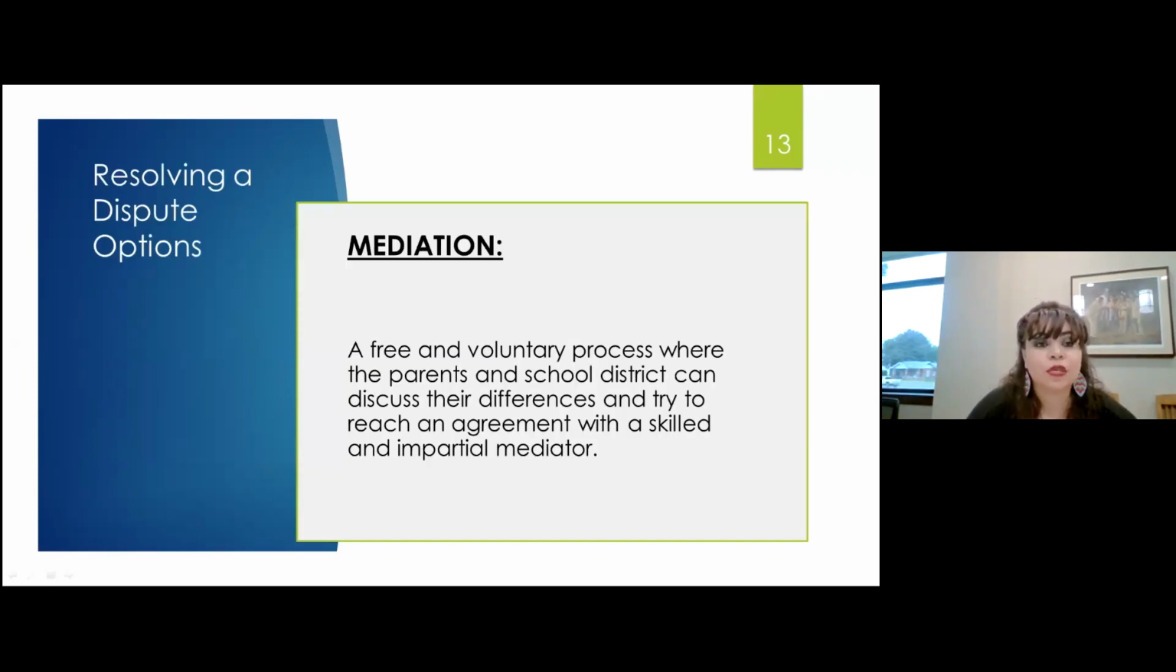So here are the options we talked about earlier. The first is mediation. This is a free and voluntary process where the parent and school district can discuss their differences and try to reach an agreement with a skilled and impartial mediator. This is a really good option if you and the school are at a disagreement, not able to come to an agreement on whatever that may be within the child's IEP. Again, this is free, a voluntary process, and in Oklahoma, you would contact the Special Education Resolution Center if this is the option you would like to go.